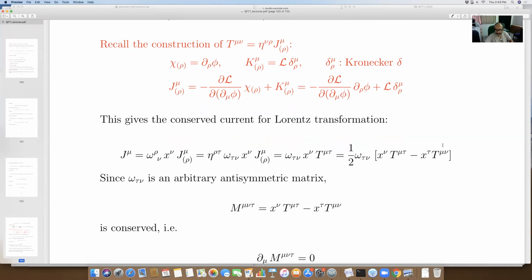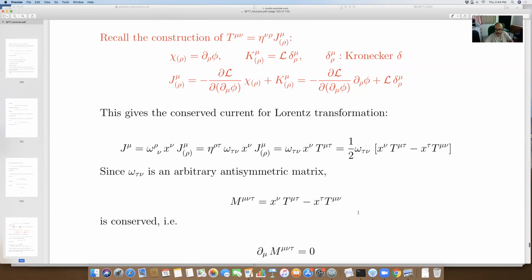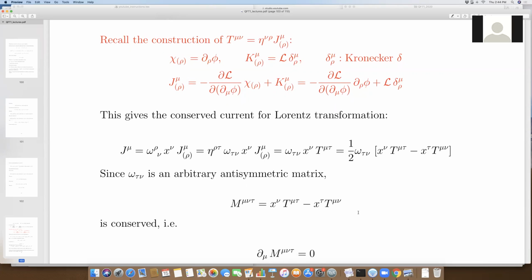And now the claim is that because omega is an arbitrary antisymmetric matrix, for every choice of tau and nu, this must be conserved. Is this clear? So I claim that this is conserved. The fact that this is conserved for every antisymmetric matrix omega means this is conserved. Is this obvious to everybody? Sir, is this because omega is a constant matrix? Yeah, omega is an arbitrary constant matrix.